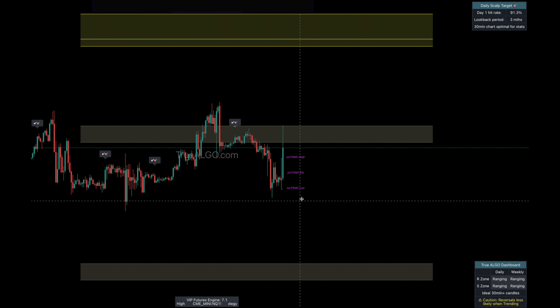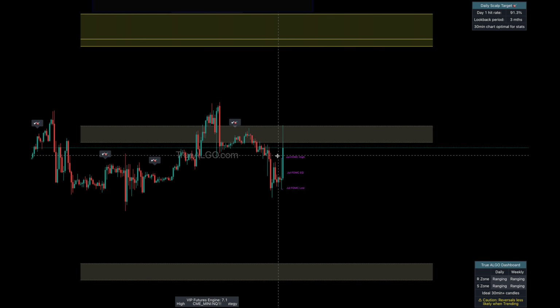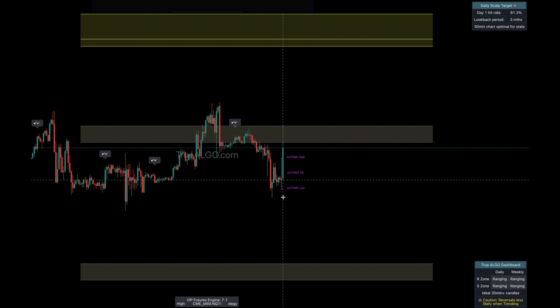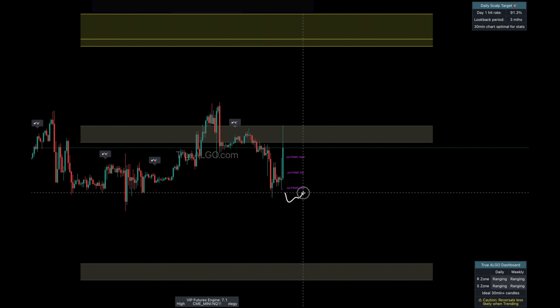Now really quick, you'll see here, this is our free indicator, and this is the July FOMC. If price closes above the FOMC high target, then you look to go higher. If price closes below the FOMC target, you look to go lower.